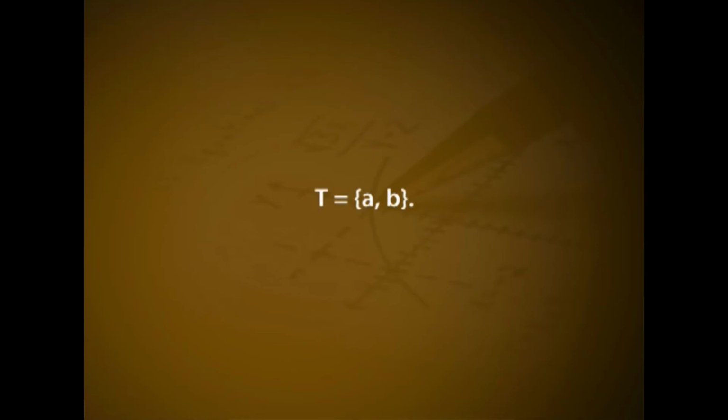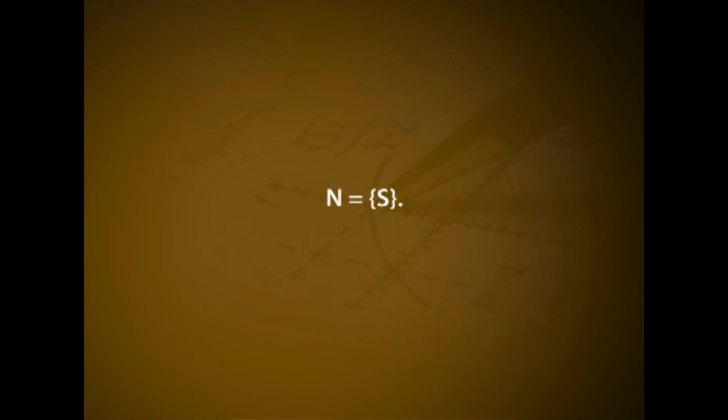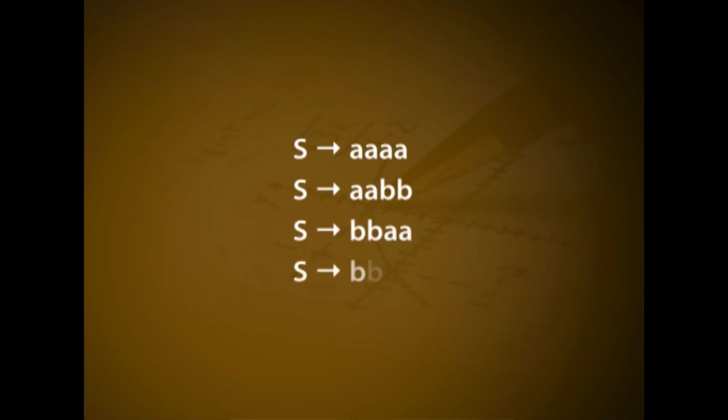The set of terminals can be taken as T = {a, b}. The set of non-terminals is N = {S}. The set of productions can be taken as S gives a, S gives abb, S gives bba, S gives bbbb.